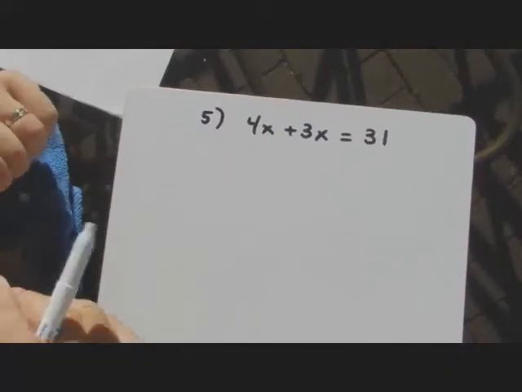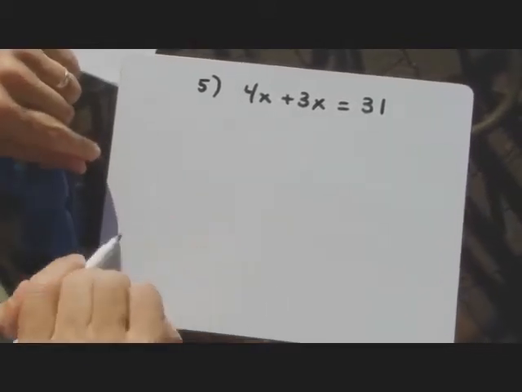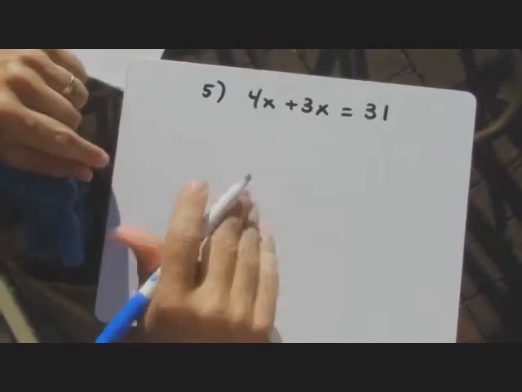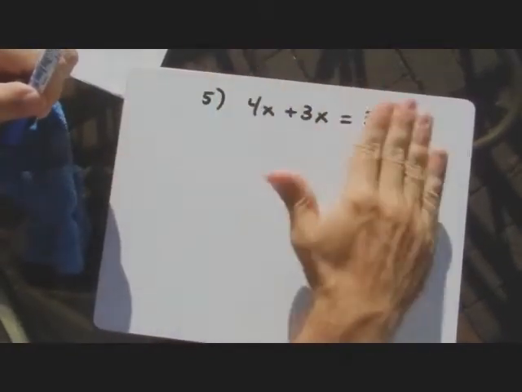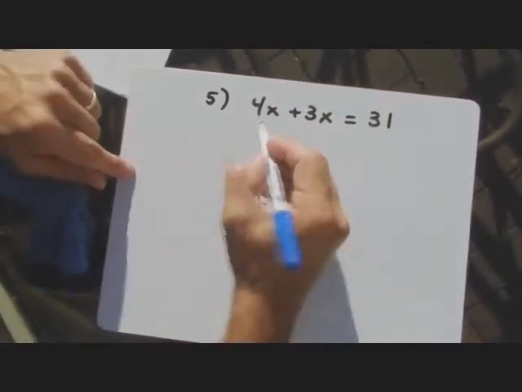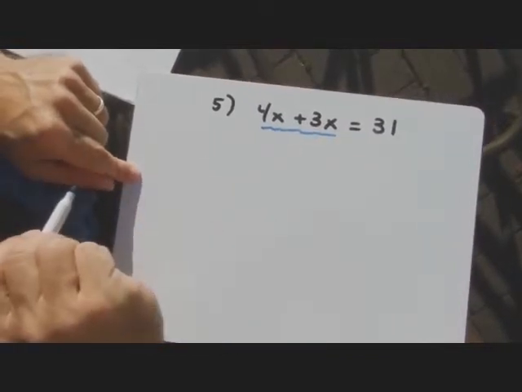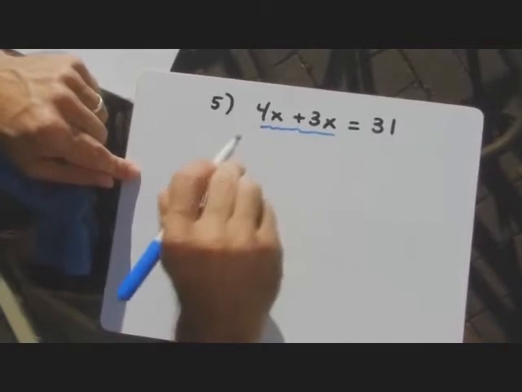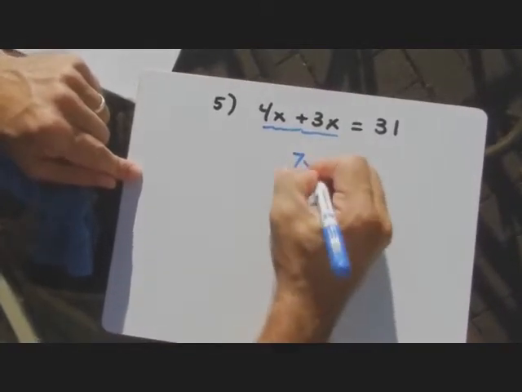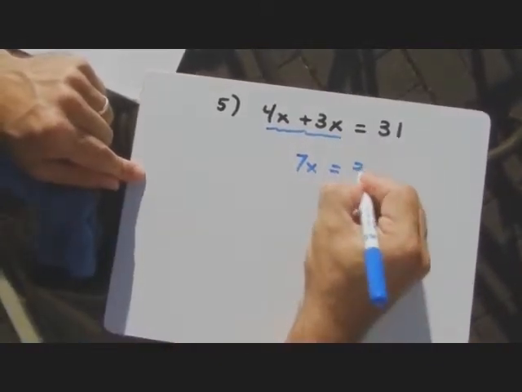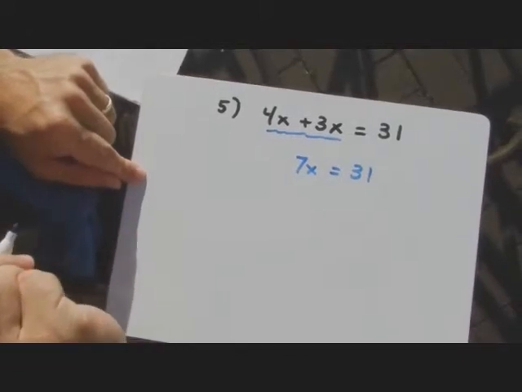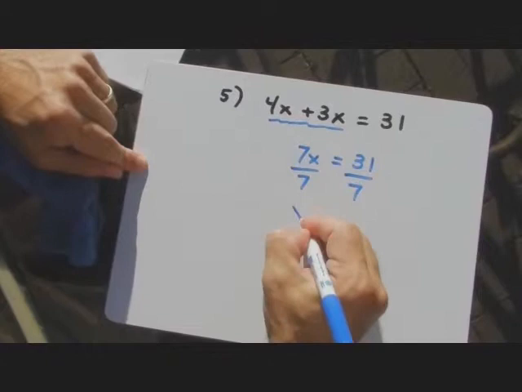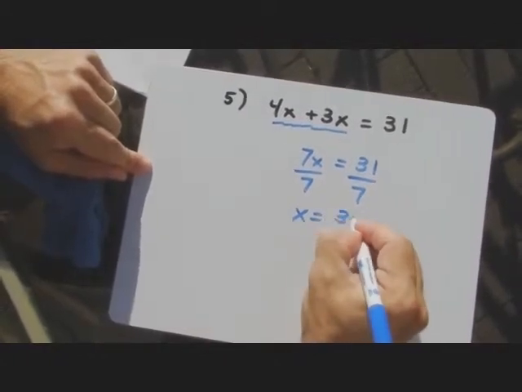Problem 5. Uh-oh. 2 variables on the same side of the equation. What do we do? We do not start subtracting from both sides of the equation yet. Let's clean this up. Since we're on the same side, we can just do what the coefficients say. 4x's and 3x's would be 7x's equals 31. And now we're in familiar territory. Divide both sides by 7. And we wind up with x equals 31 divided by 7.